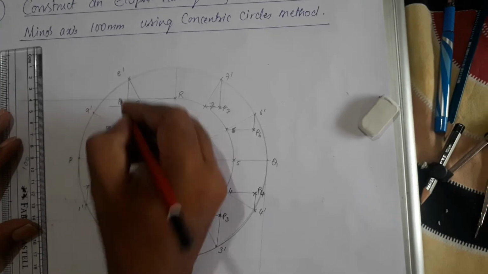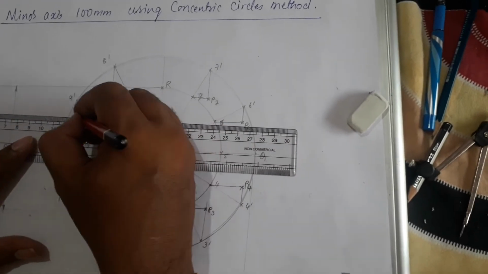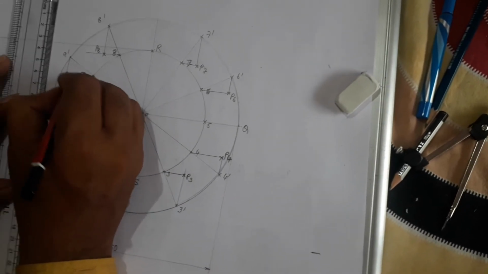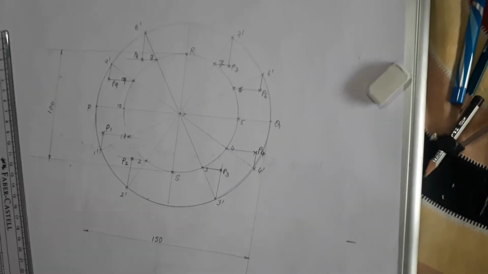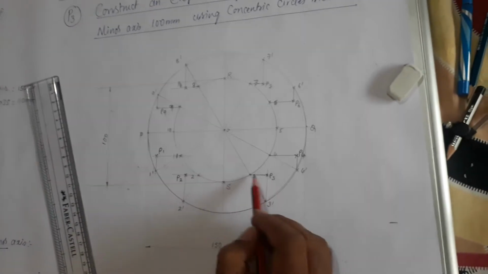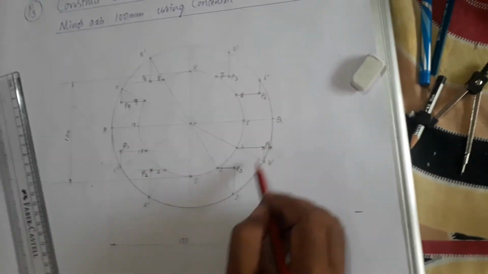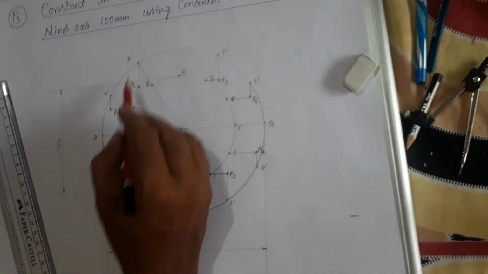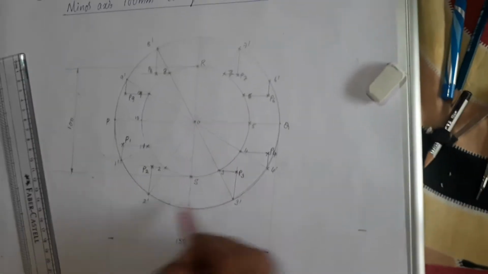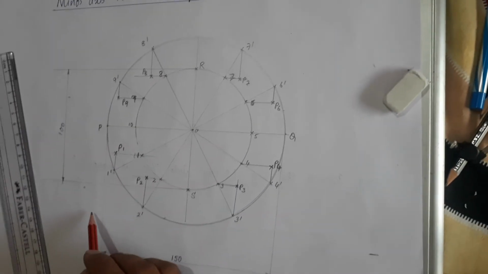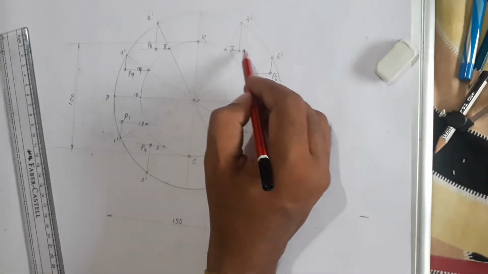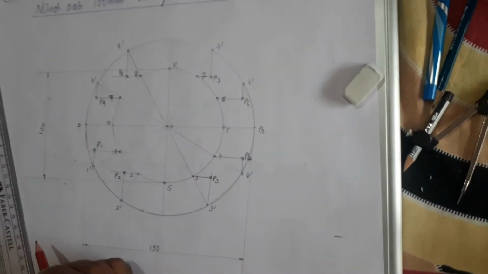Call this P8. From 9, draw a horizontal line, and from 9 dash, draw a vertical line. This is P9. Now dear students, from all inner points we have drawn horizontal lines, and from all exterior points we have drawn vertical lines, upwards on one side and downwards on the other. Now we have located the points P1, P2, P3, P4, P6, P7, P8, P9.